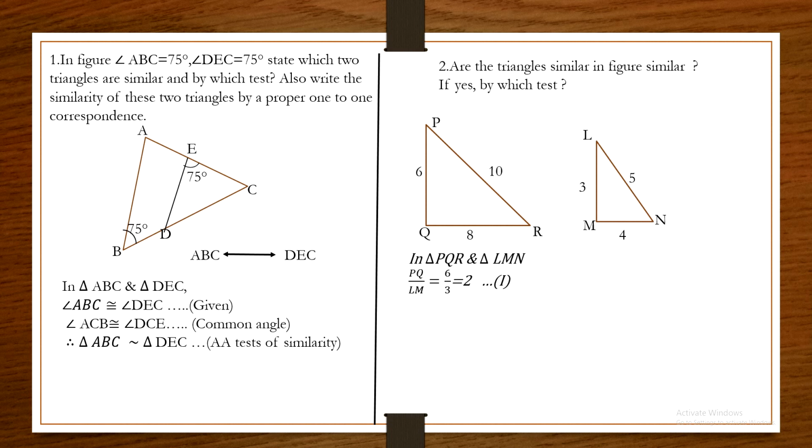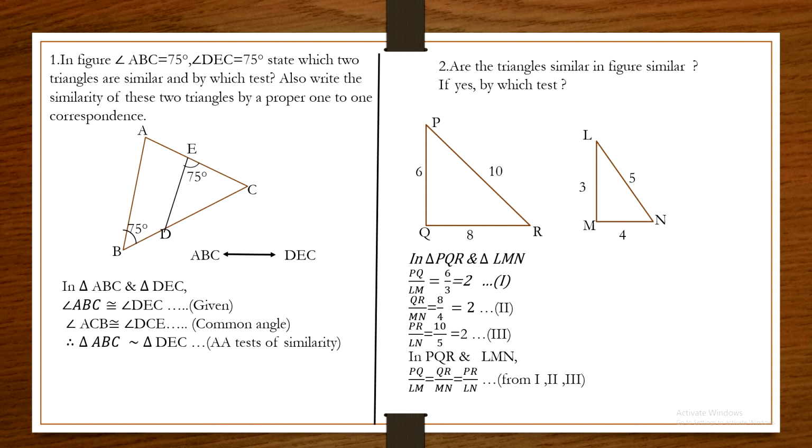Let's take the ratio PQ upon LM, 6 by 3, equal to 2. Call it the first equation. QR upon MN, 8 by 4, equal to 2. PR upon LN, 10 by 5, equal to 2. Now we can observe the right side is equal, constant 2. Then from 1, 2 and 3 all these ratios are equal. So we can say that triangle PQR is similar to triangle LMN by SSS test of similarity.